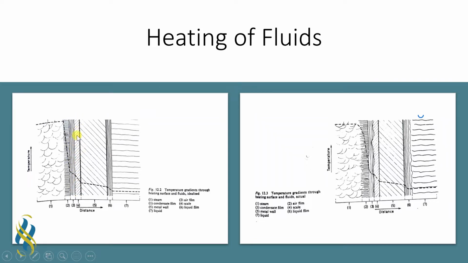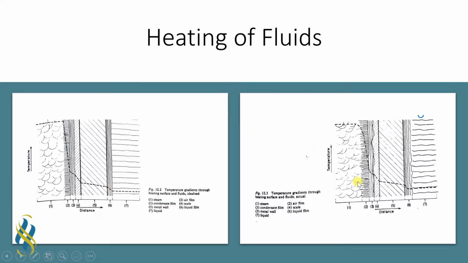The fourth layer is a scale. The fifth layer is the metallic wall, which, if we are considering a stainless steel jacket, is stainless steel. The sixth layer is a liquid film, which is the boundary layer for the liquid, and the seventh layer is the liquid itself. So for the heat to transfer from one side of the container to the other, from the source till the liquid, there are different boundary layers present.